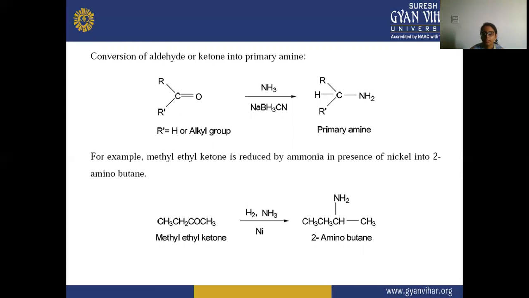For example, methyl ethyl ketone. Here we have taken the example of methyl ethyl ketone, and this is reduced in the presence of hydrogen, ammonia, and nickel. And there is a formation of 2-aminobutane, which is a primary amine. So here the primary amine is formed from this methyl ethyl ketone in the presence of ammonia as well as nickel and hydrogen.